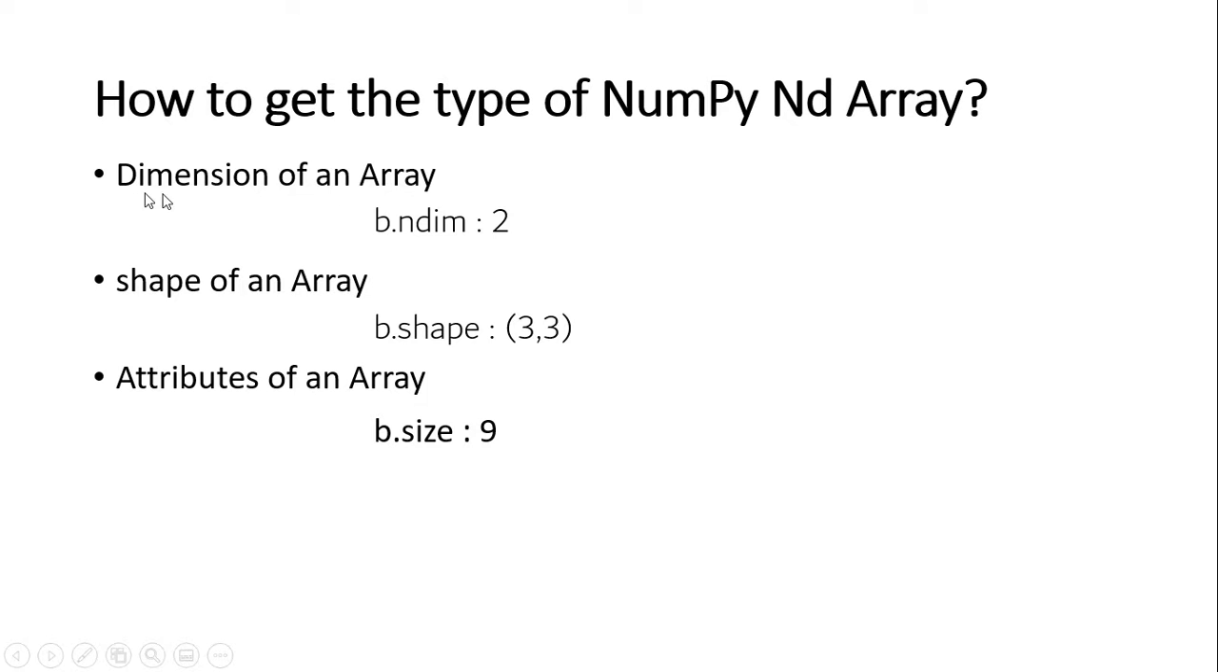If you want to extract the dimension, it will be b dot ndim, then automatically it will be 2 if it is two dimensional, right? You will get 3 if it is three dimensional. Here you see we are working with two dimensional only, not three dimensional, right?